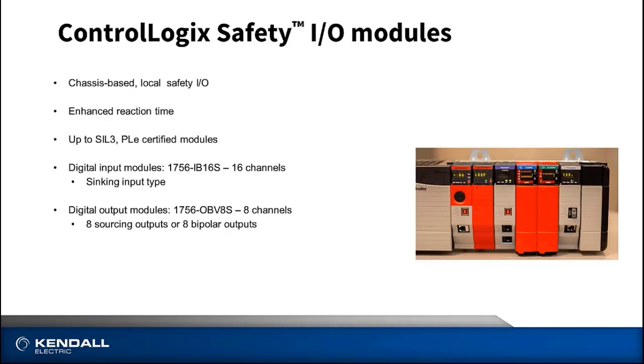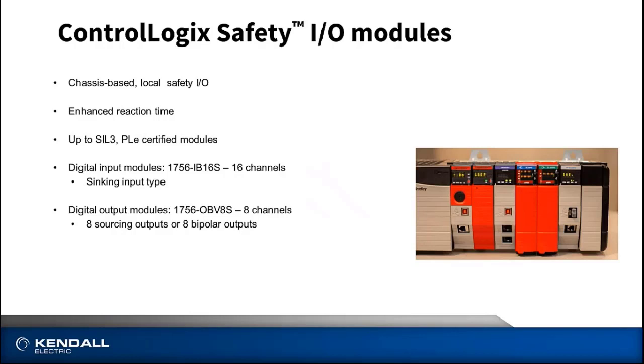The last IO structure that I wanted to update you on is the ControlLogix IO structure. For those of you that have been around for a while, you know ControlLogix was introduced in the late 90s. So there have been standard rated IO modules for the 1756 chassis for many, many years. And near the end of last summer, safety modules were introduced into this IO platform. So similar again to the other newer IO structures, we have enhanced safety reaction times for these modules. This 1756 structure also will support up to SIL3 performance level E.